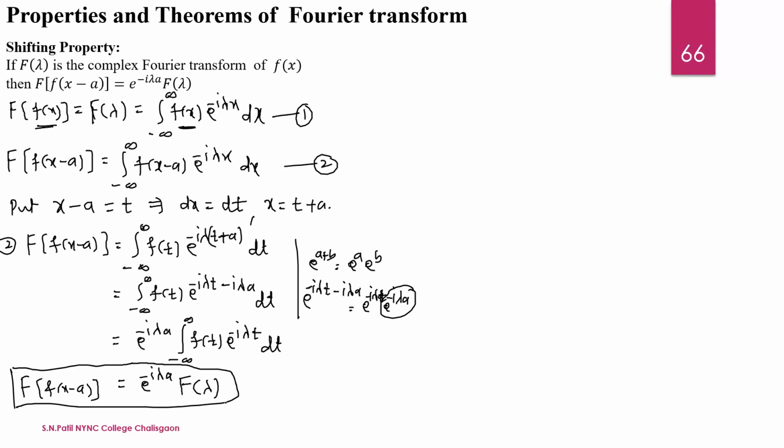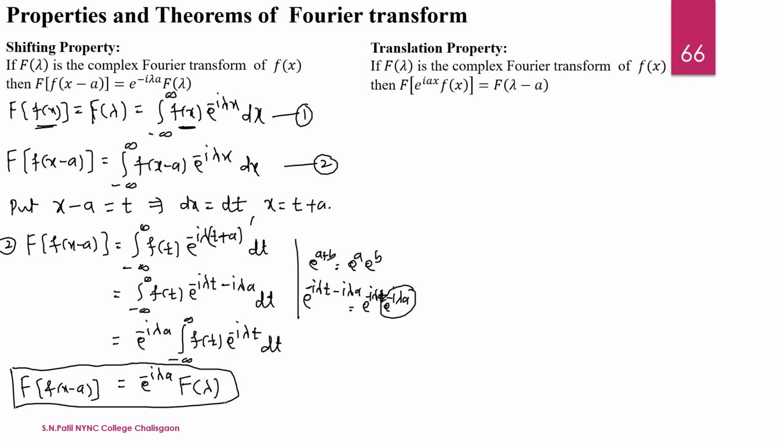Same kind of property, the translation property, that is the shifting in the codomain set, that is in the output set. If capital F of lambda is the Fourier transform of f of x, then Fourier of exponential into f of x is capital F of lambda minus a.